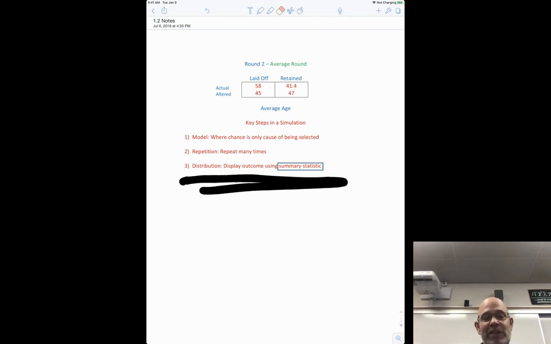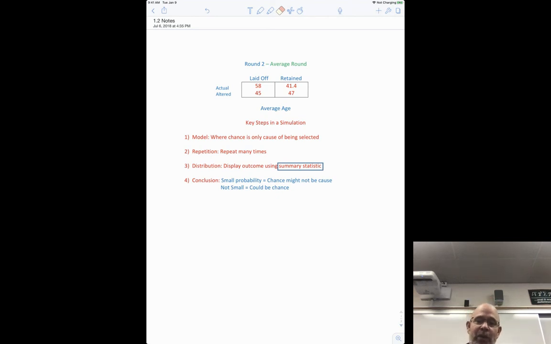A summary statistic is whatever is important for you in this problem. For now, our summary statistic is average age. Okay, we're looking at the average age. And then when you're done, you come up with some sort of conclusion, right? And what you say is, look, there was only a 5% chance of this happening by chance. If this were you, and I said there's only a 5% chance of this happening, do you believe it could have happened or not? Or is it likely or not?